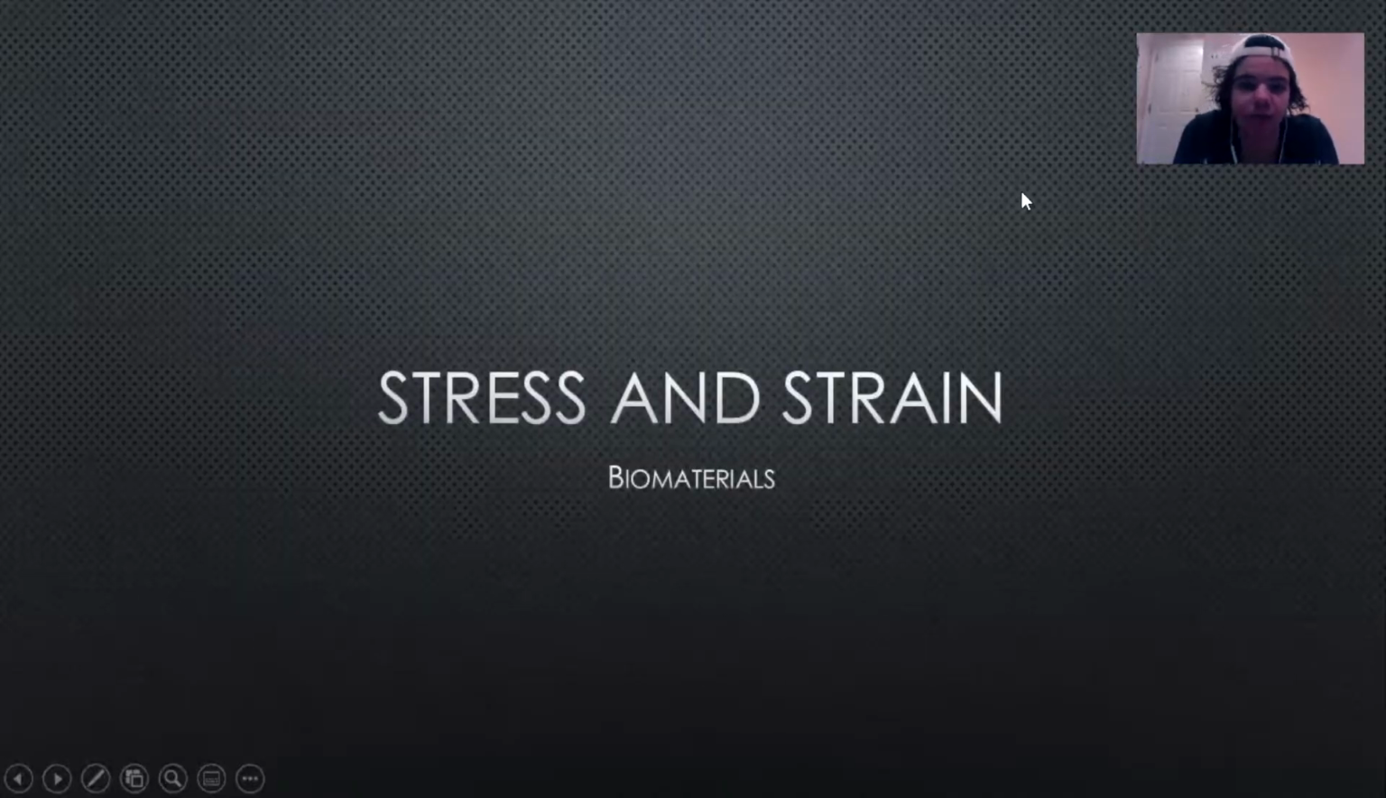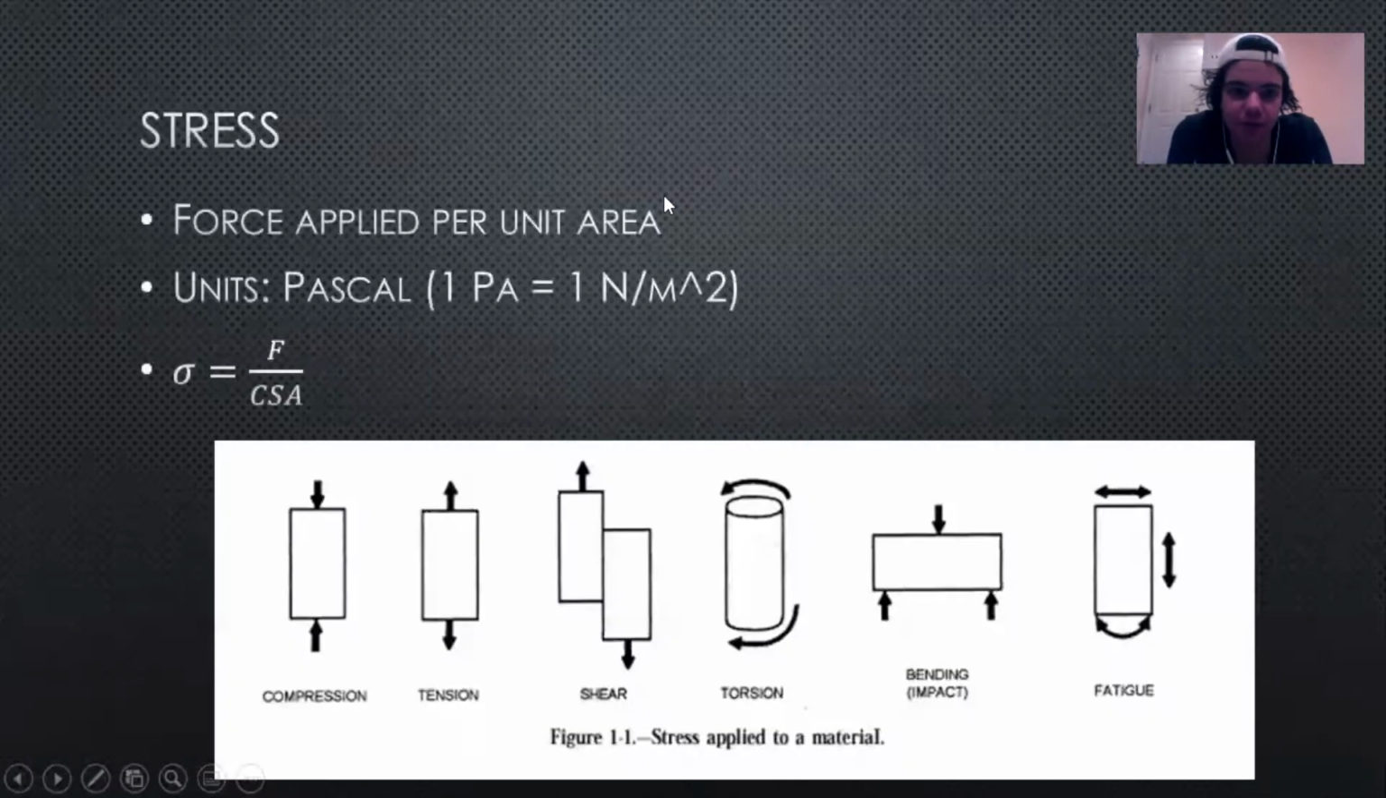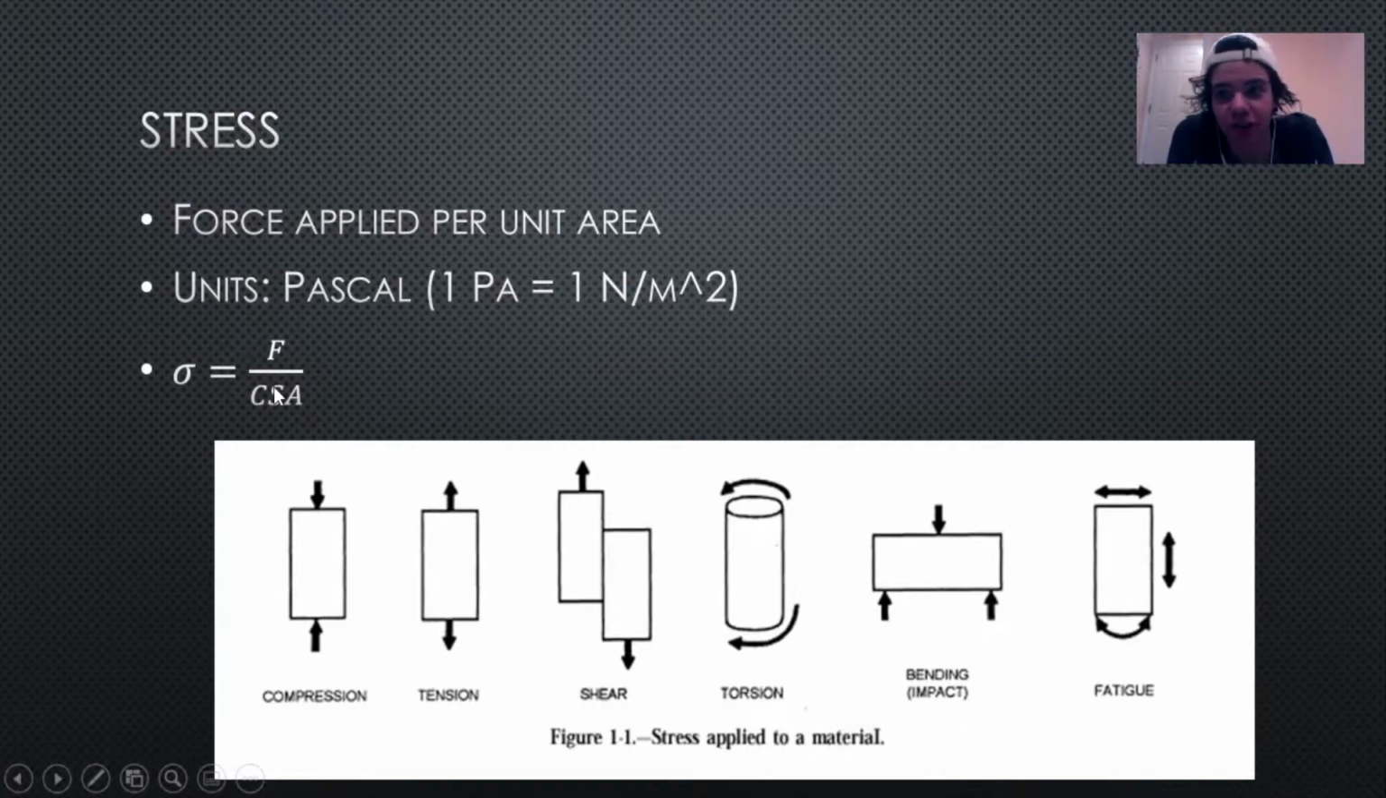All right, hi guys. So I'm going to talk a little bit about stress and strain and how that applies to biomaterials. So what is stress? Stress is force applied per unit area. So it's basically asking, for individual particles in a material, what are the forces that they're applying on other particles in the immediate vicinity? The units of stress are pascals, and 1 pascal is equal to 1 Newton per meter squared, which is consistent with force per unit area. And our equation is over here: stress is equal to force per cross-sectional area.